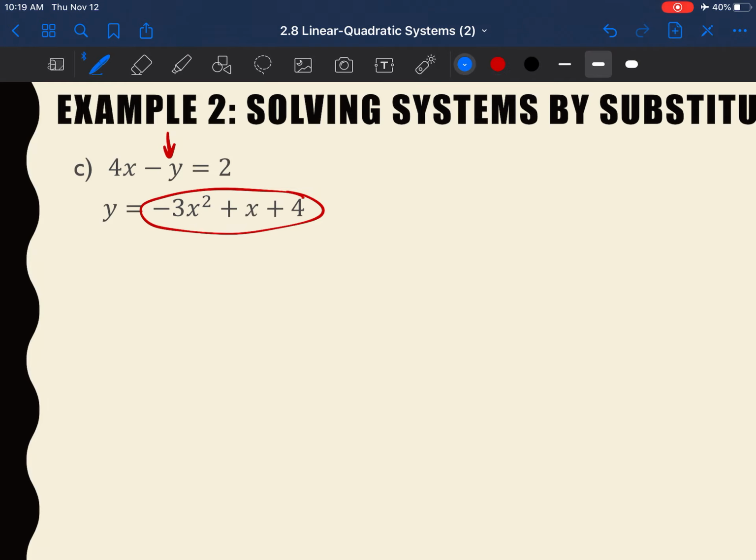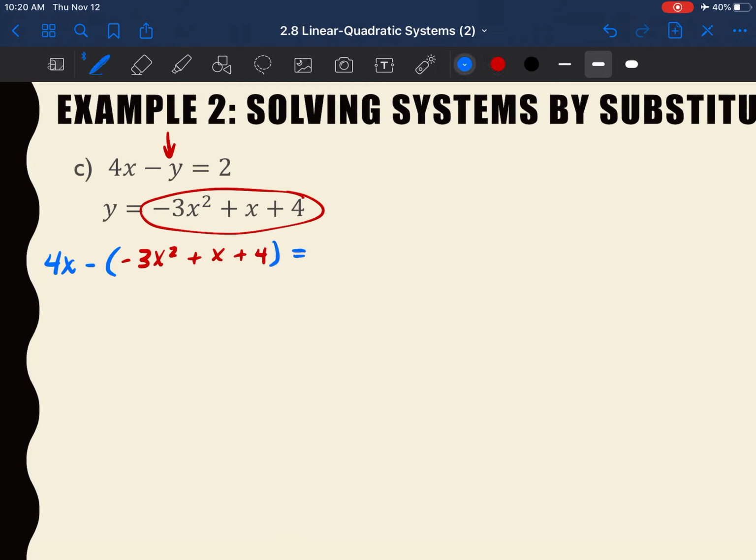Okay, so plug in for y. So this would look like 4x minus, plugging in the negative 3. Notice that the order of the equations did not matter in this case. You're still plugging the y equals into the other one.